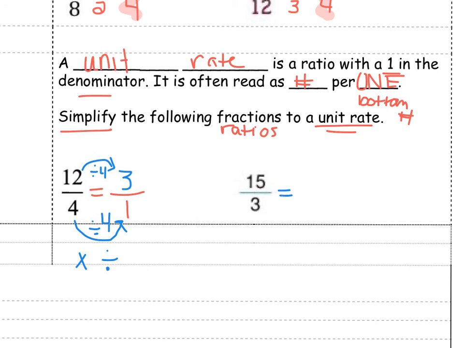So I want you to pause and think about, if we're doing a unit rate with 1 at the bottom, what would we have to do to 3 to get to 1? And then you're going to do the same thing. And notice how I'm showing my work. Really important that you show your work. So pause the video and come back and let's check. All right, how did you do? 3 divided by 3 was 1, so we could divide our 15 by 3 to get 5.